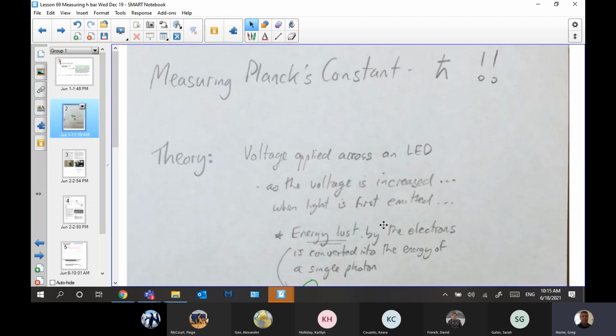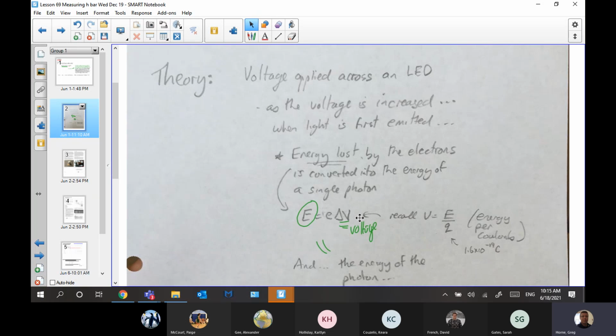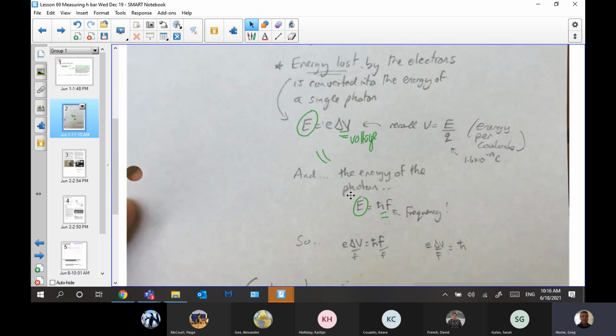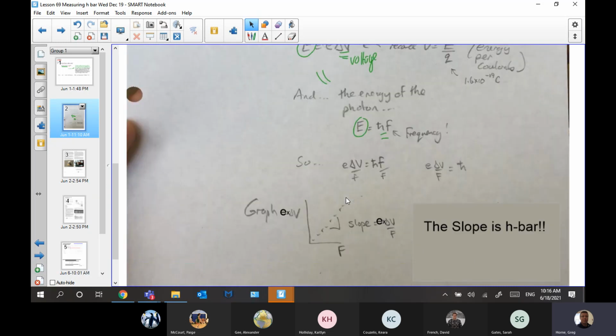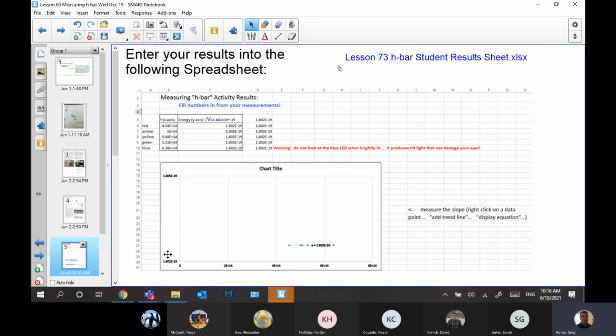So the way it works, like I said, is the voltage applied across the LED is the energy that's being given to the electrons to be converted to photons, and we know that the energy goes h bar f. So if we know the energy and we know the frequency, we can graph energy and frequency for a bunch of different frequencies and corresponding energies. The slope ends up being h bar. That's how easy this actually is. You just watch for what voltage the first light is produced, and you graph it. So you end up graphing energy versus frequency.